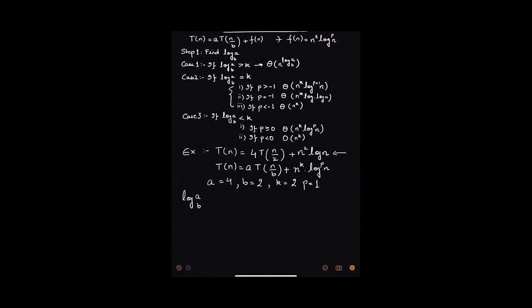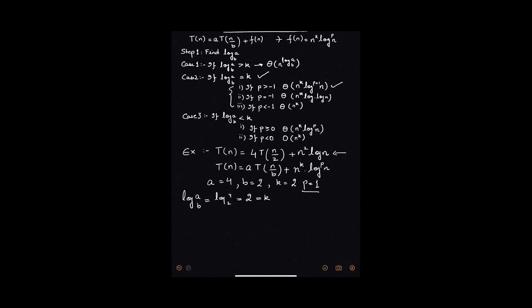Now if I calculate log a base b, this will come as log 4 base 2, and the value will be equal to 2. If I check this value with my k value, the log value is equal to the k value. This is my second case problem. Now as an additional step, I have to check the value of p. Over here, the value of p is equal to 1, which is p greater than or equal to -1.